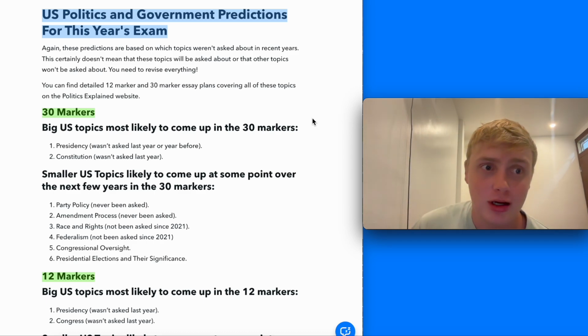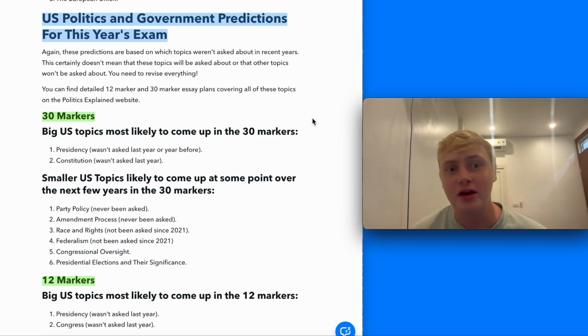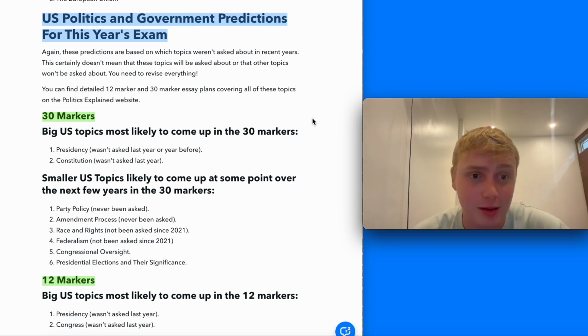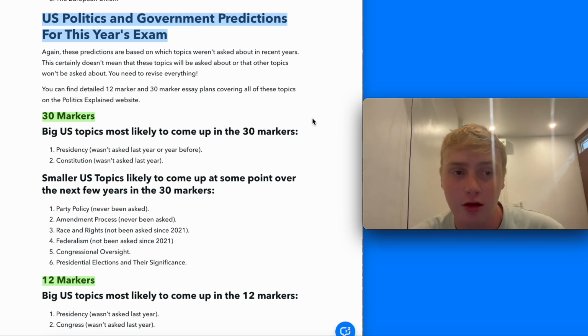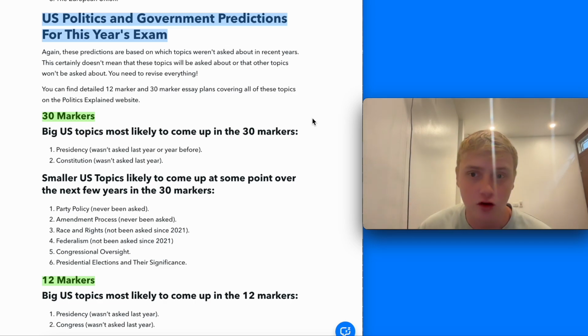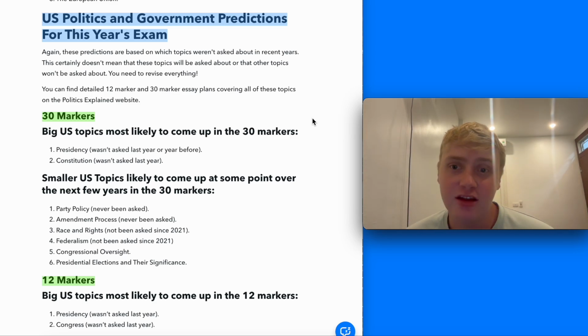We're going to first have a look at 30 markers. So big topics most likely to come up in the 30 markers are the presidency. So it wasn't asked about last year or the year before in the 30 markers. Again, it doesn't mean it has to come up this year, but it makes it a bit more likely. And the constitution as well. So potentially federalism as a question could be, or the amendment process. Those kind of topics, the US Constitution and federalism, wasn't asked about last year. So I think it's a bit more likely to come up this year as well.